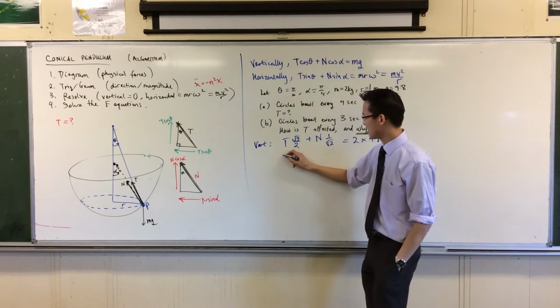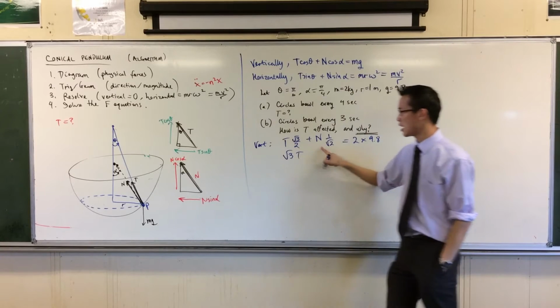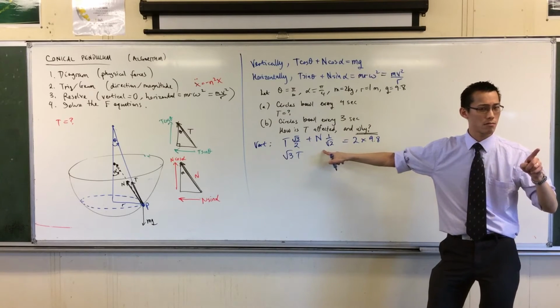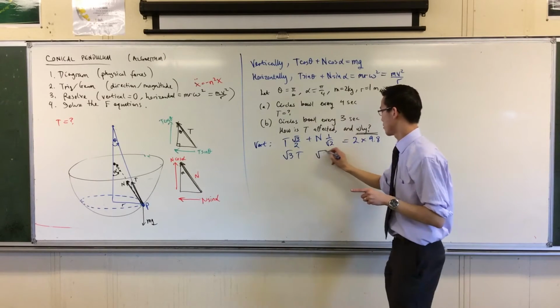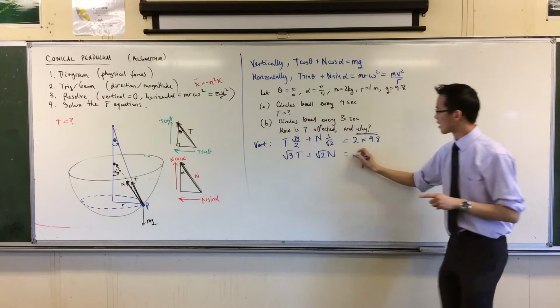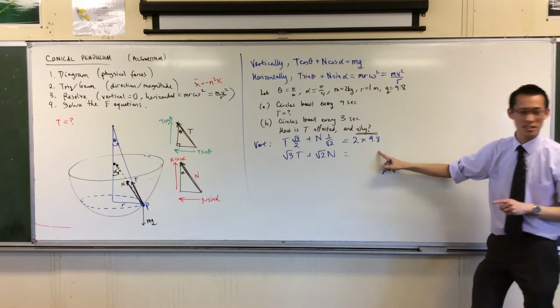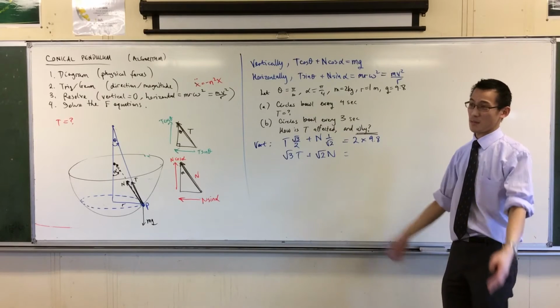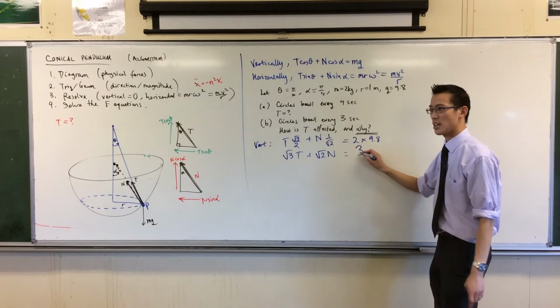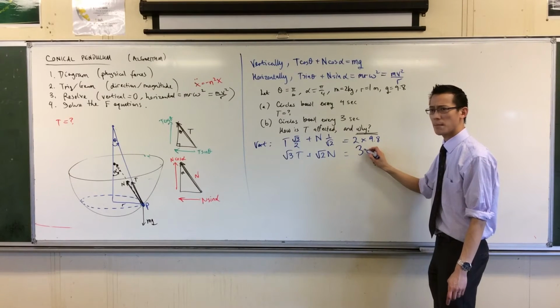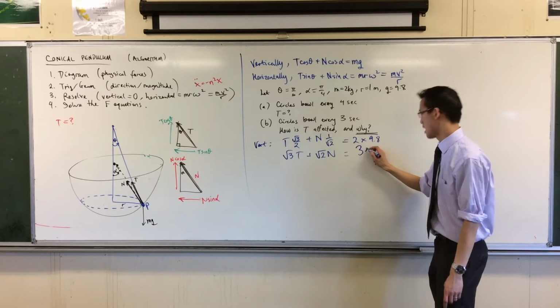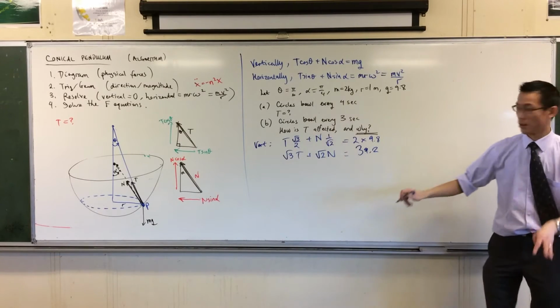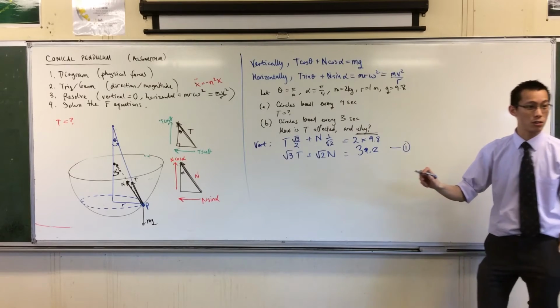So what I'm going to get here is root 3 T. Multiply this by 2, you get root 2. Okay, so this is going to be 4 times that, which is 19.6 plus 19.6, which is 39.2. Of course it's 39.2. Okay, there you go. There's equation 1, which I get from vertical forces.